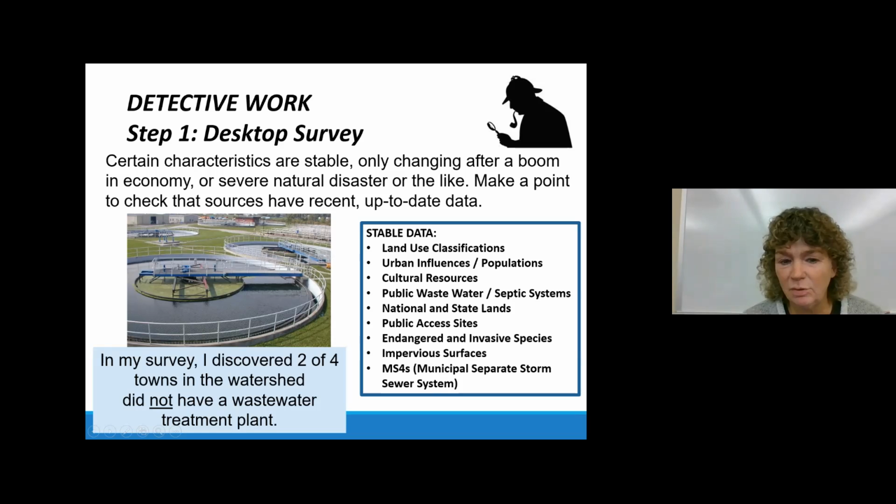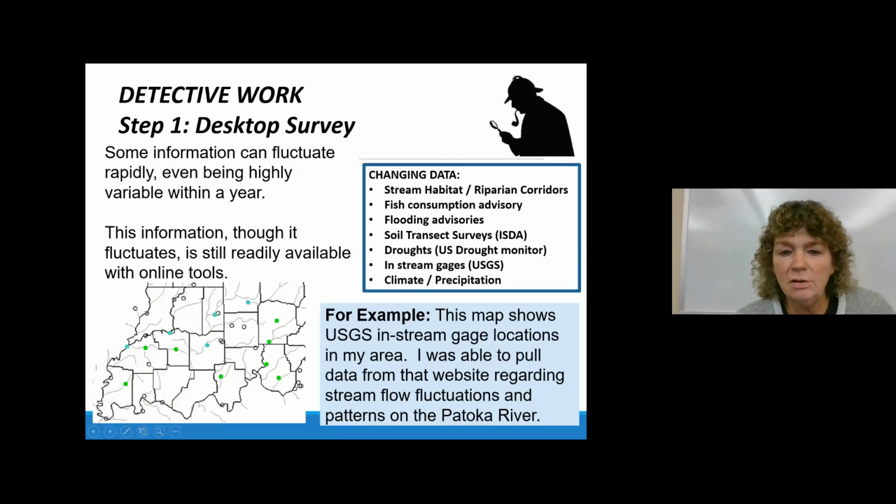You can find these in a desktop inventory as well. Where are your public wastewater treatment plants? Do you have any national or public lands? Do you have a public access site where people can get their canoes right into the creek? Are there any MS4s, which is a municipal separate storm sewer system? That's a large town that has its sewer system separate from its storm systems. Knowing all that information helps you with your watershed inventory as well. It was interesting that in one of my surveys in my watershed, 2 of the 4 towns in the watershed did not even have a wastewater treatment plant. It's very rural, because there are only 4 towns in the watershed. So it's kind of interesting when you start looking at that kind of stuff.